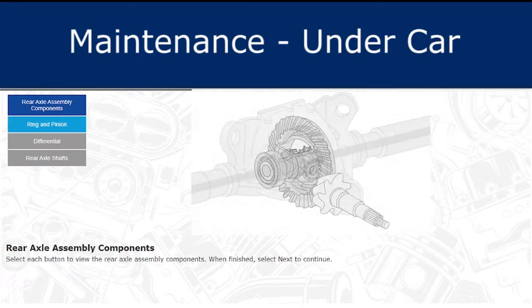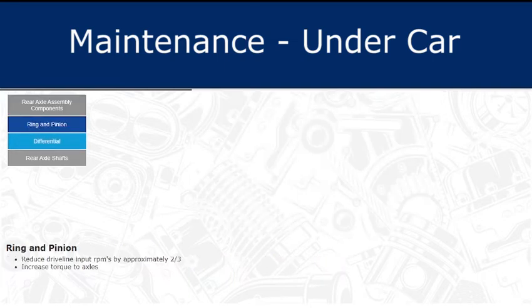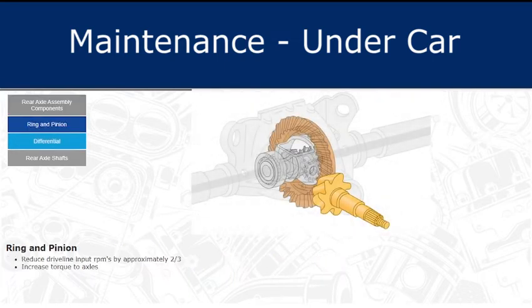Select each button to view the rear axle assembly components. When finished, select Next to continue. The ring and pinion reduced driveline input RPM by approximately 2/3 and increased torque to the axle.